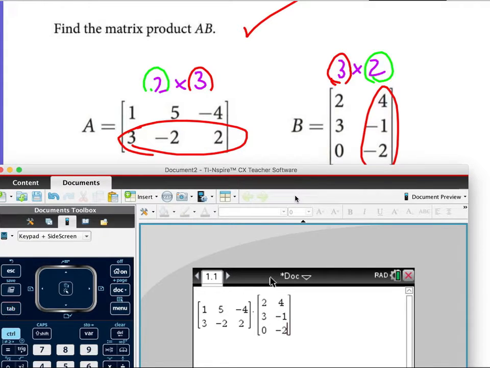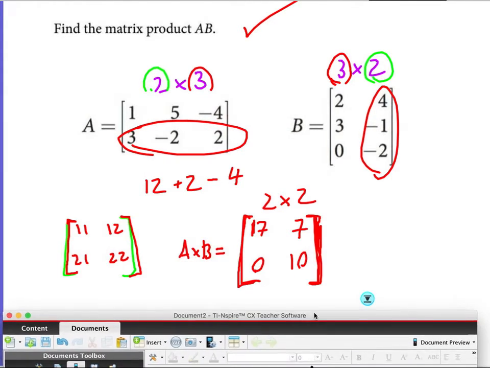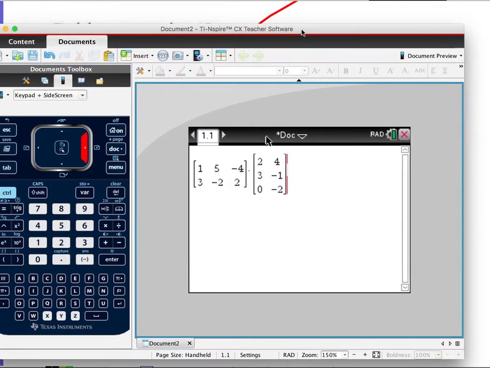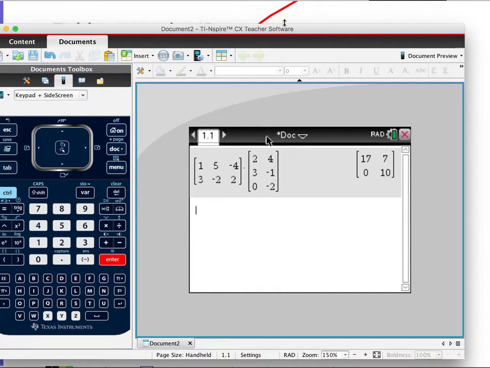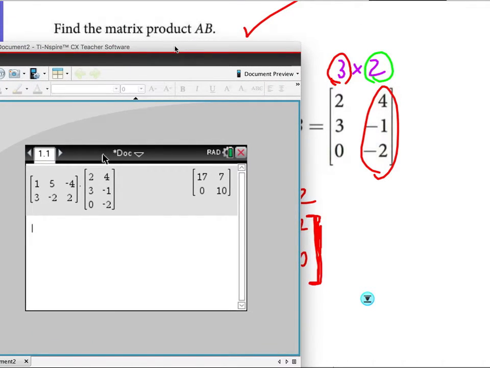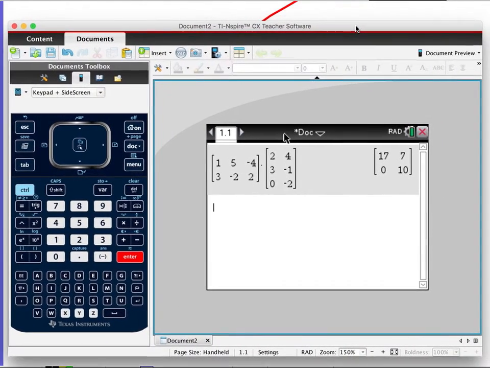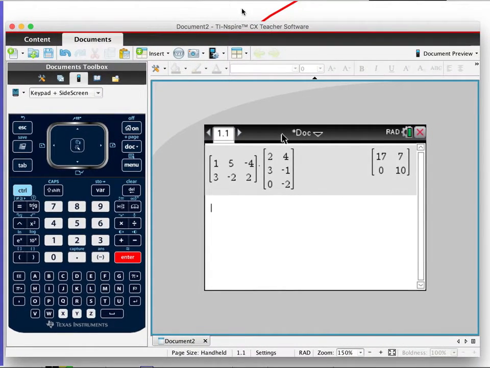Okay, once you put in the last entry, now is the moment of truth. Did we do our math correct? You're going to hit enter and take a look at that. It's exactly the same, 17, 7, 0, 10. So our math works out.